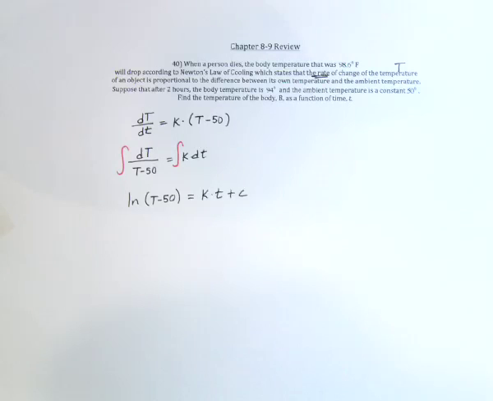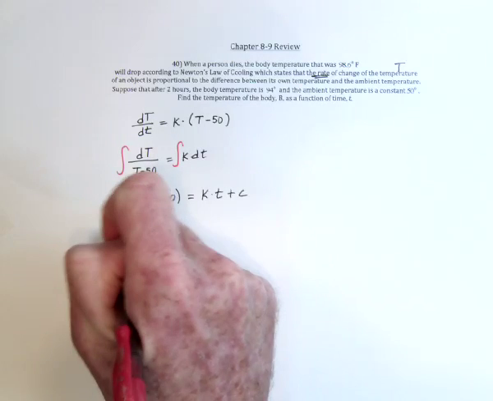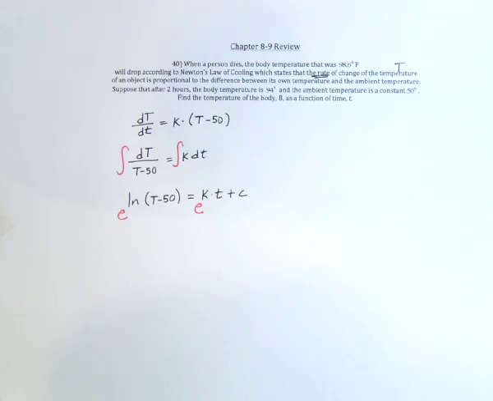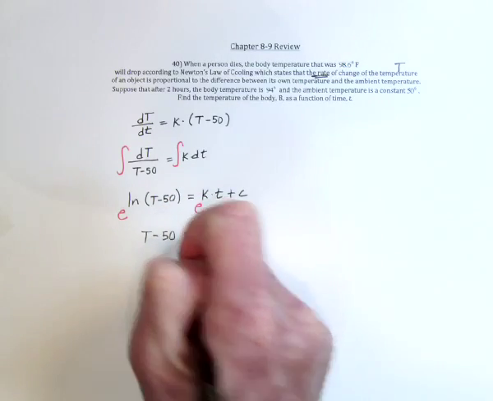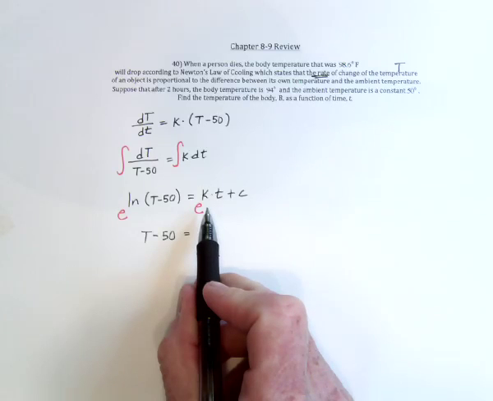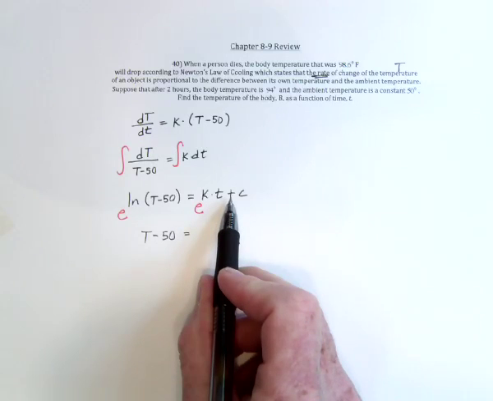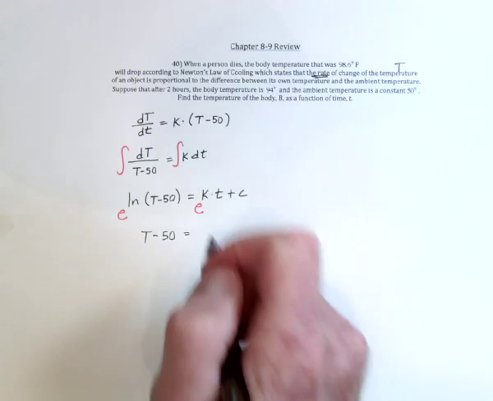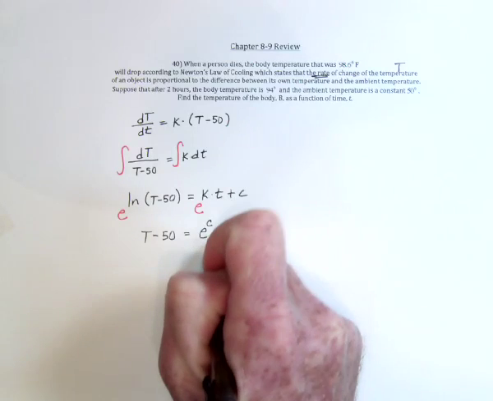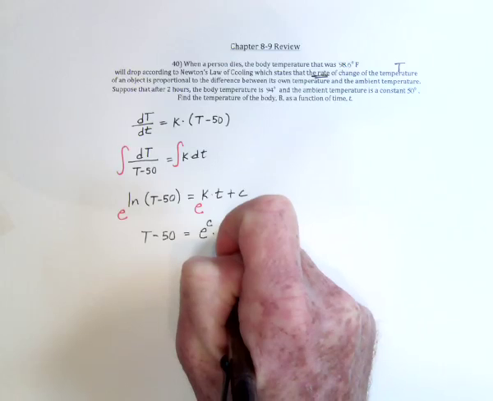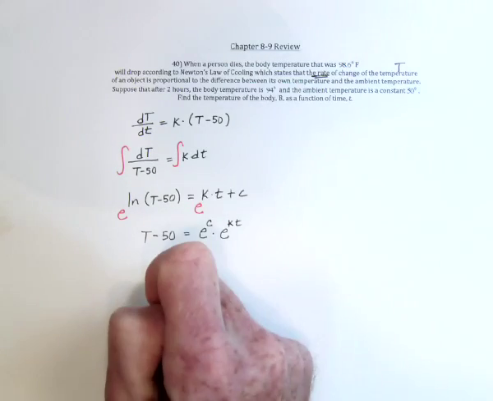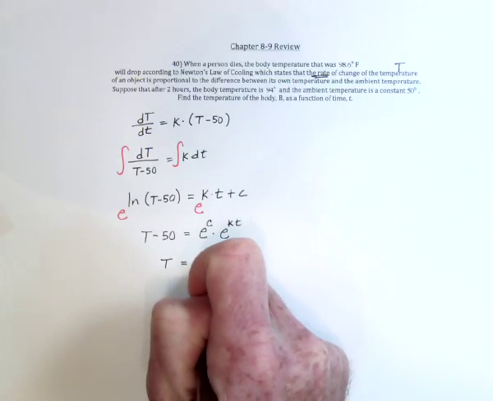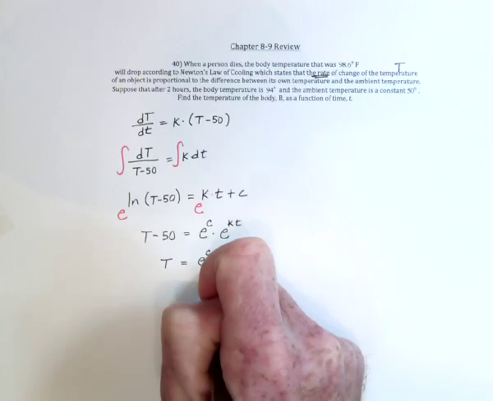Next, you could solve for T by exponentiating both sides. On the left-hand side, we're left with just capital T minus 50. And on this side, what's usually done is you break this up, use the rules of exponents that say if the exponents are being added, that's the same thing as having e to the c times e to the kt. Add 50 to both sides, and then we're going to plug in numbers to find out what k and c are.